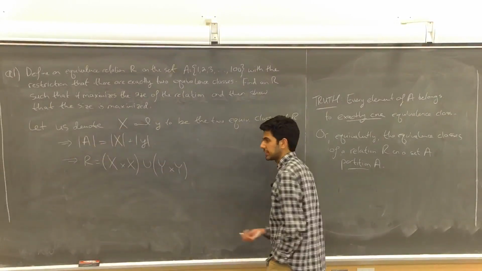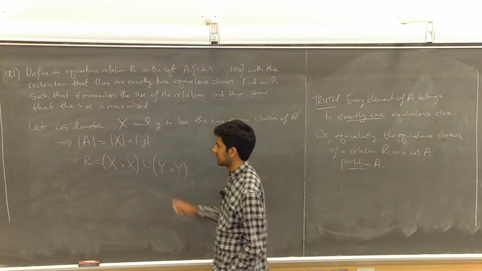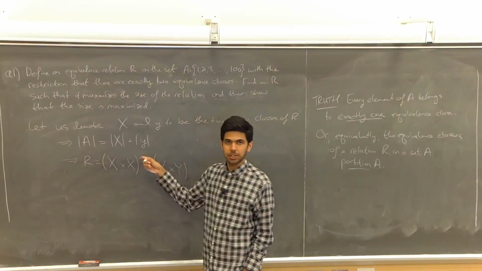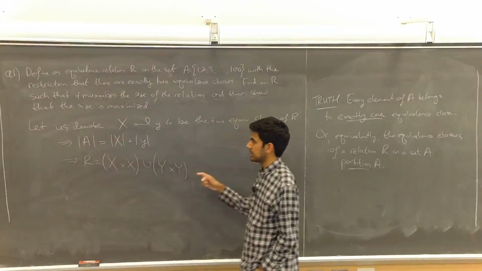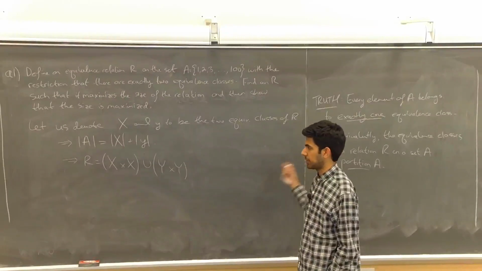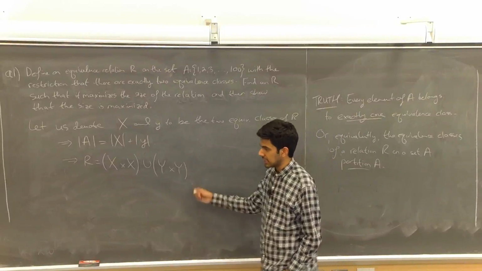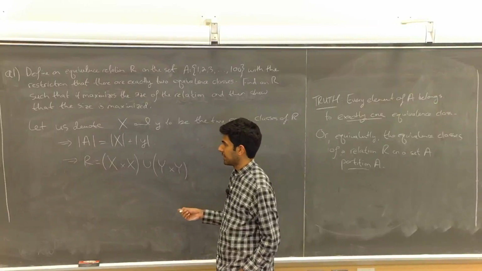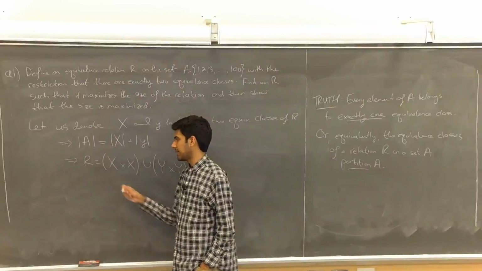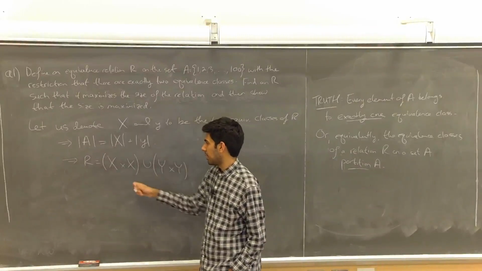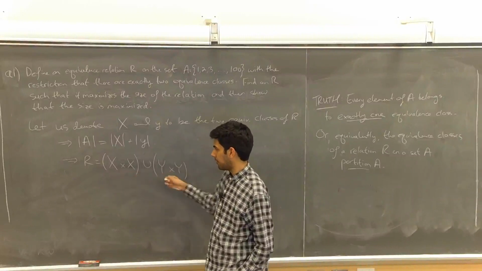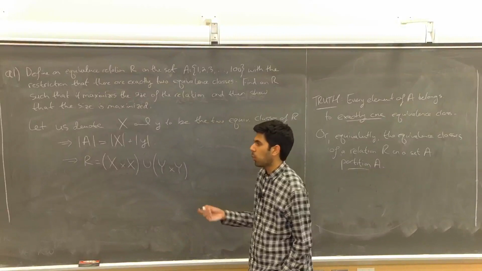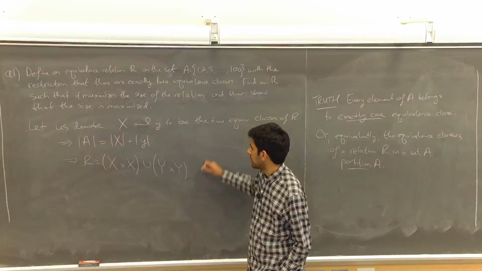So with all this, we can make two claims. The first one is that the cardinality of our set A is equal to the sum of the cardinalities of our equivalence classes. This makes sense since they partition the set A. The second one is a little less self-explanatory. Namely, the relation R is equal to the union of the cross product of our two equivalence classes. Why might this be true?